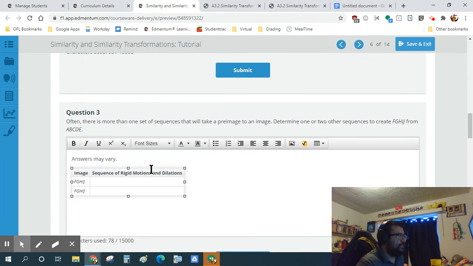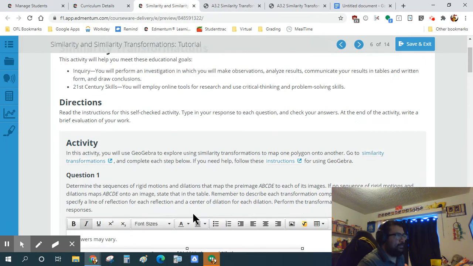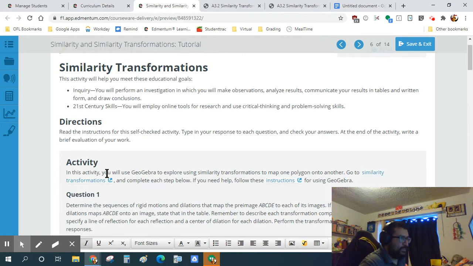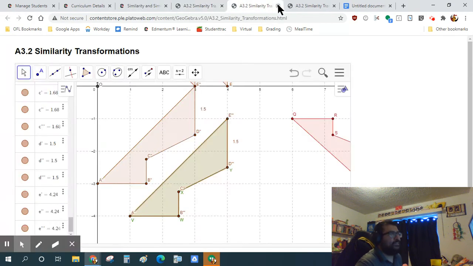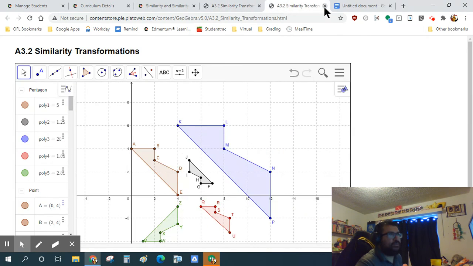So what other sequences? Well, instead of rotating 180, let me kind of start from the beginning again. Let me make another transformation. Closing that old one because I don't want my computer super slow.